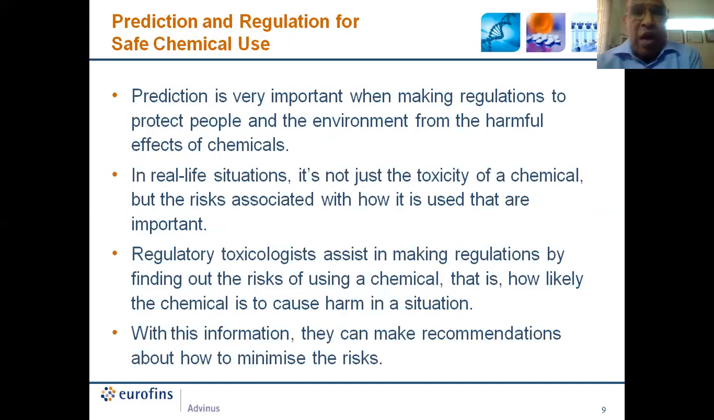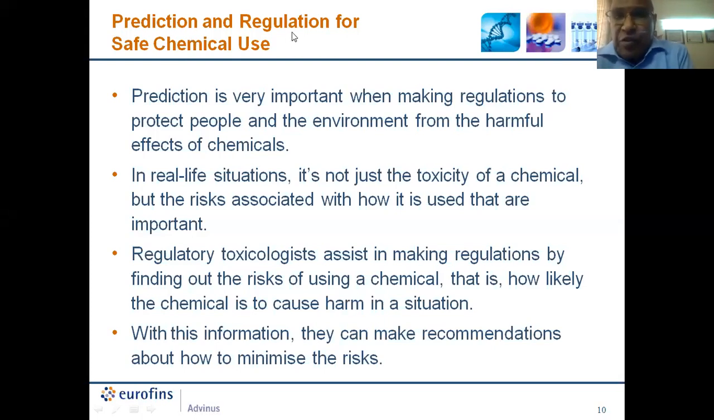Okay, now I introduced the word prediction before. Prediction is a very important part of the life of a toxicologist and the regulatory agency. When we submit the data to the regulatory agency, they have the hardest part to determine how we can control and manage exposure to minimize the risk to people at large.